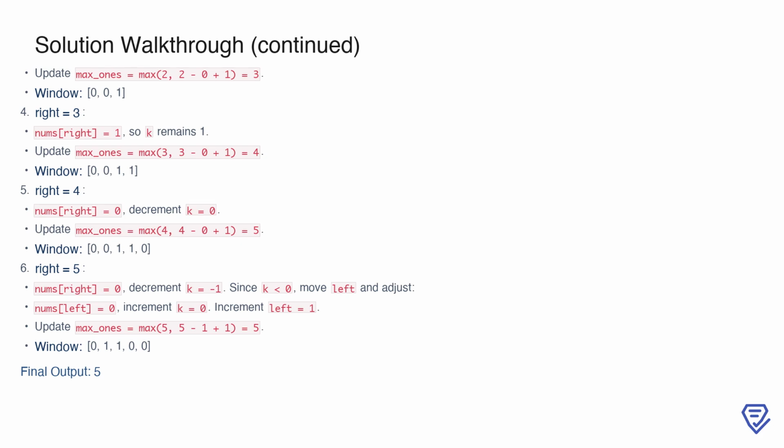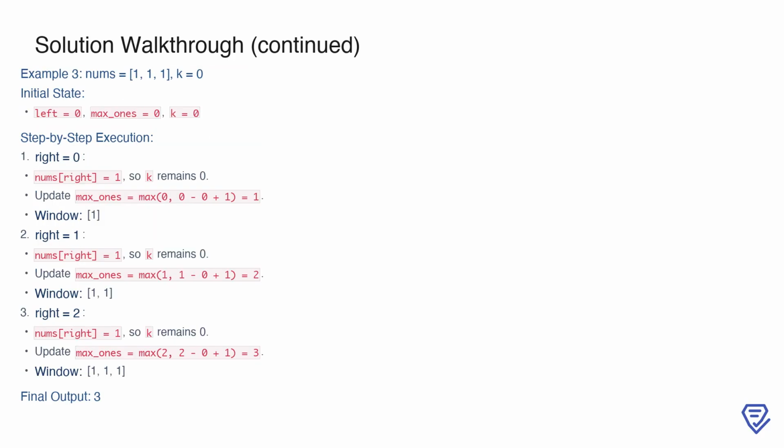As left increments from 0 to 1, we remove a 0, incrementing k back to 0. The window adjusts to 0, 1, 1, 0, 0, and max_ones remains at 5. The final output for this example is 5, as this is the longest sequence of consecutive ones we can achieve using up to 3 flips.